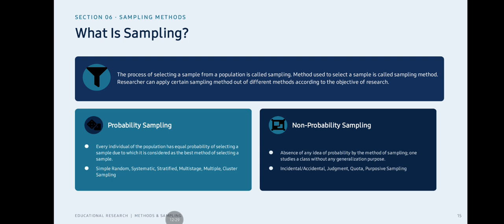Probability sampling. Every individual of the population has equal probability of being selected in a sample, due to which it is considered the best method of selecting a sample. Types: simple random, systematic, stratified, multi-stage, multiple cluster sampling. Non-probability sampling: absence of any idea of probability in the method of sampling, as when one studies a class without any generalization purpose. Types: incidental, accidental, judgment, quota, purposive sampling.